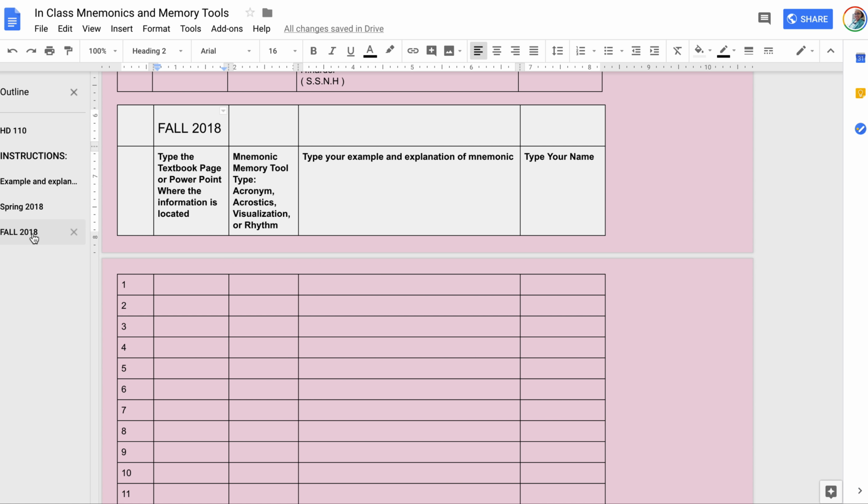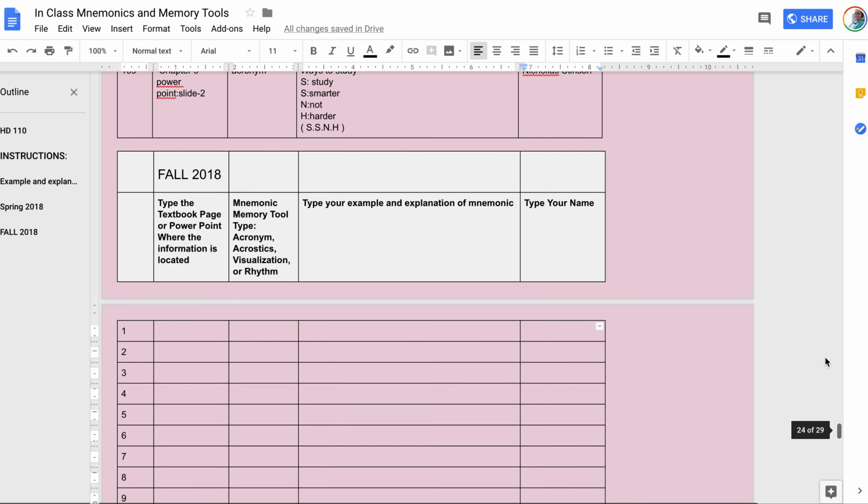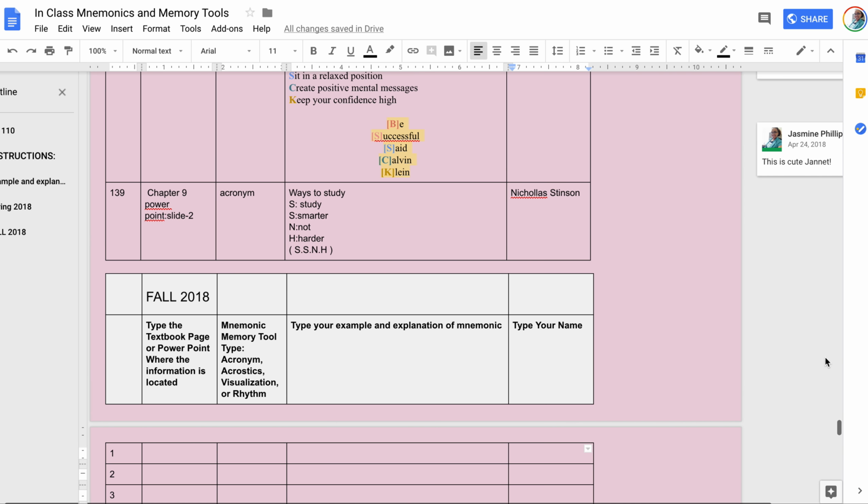So again, type your page number or PowerPoint slide number there. Type your tool, your acronym, acrostic, visualization, or rhyme, and then do the example here in this box, and then type your name, and that is it. For my online students, I'll be commenting off to the side. So that is it. If you have any questions, please message me. This is really a fun assignment, so be creative with it, and we'll see what tools we can all create together.